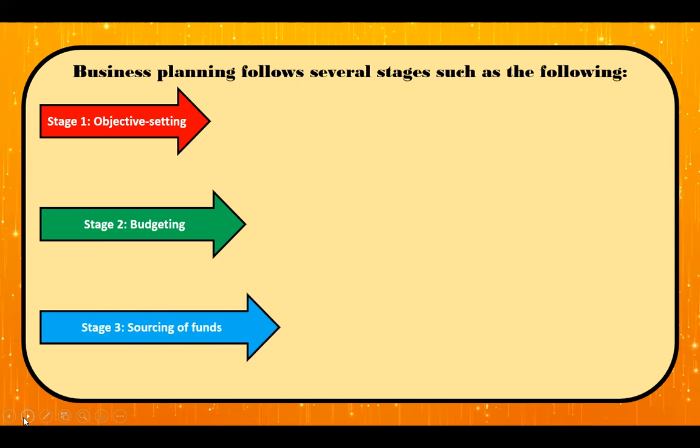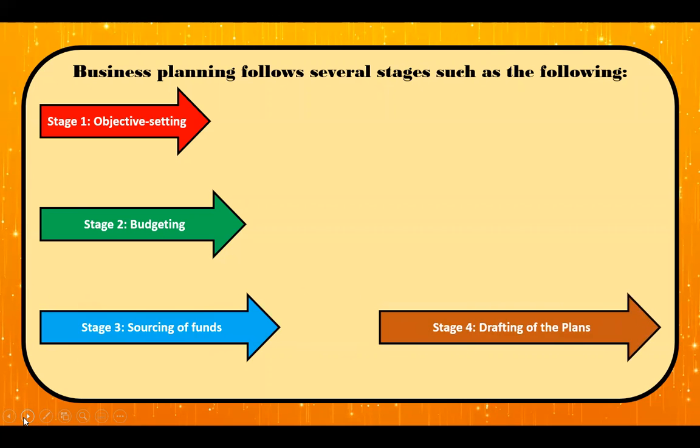Next stage is about sourcing of funds. So budgeting is very important and identifies the amount necessary to accomplish the business plan. So after knowing the necessary budget required, where can the firm get the funds? So from the creditors or from investors? What are the devices to obtain those funds? Next stage is about drafting of the plan. So after sourcing of funds, here ideas are formalized into a formal statement.